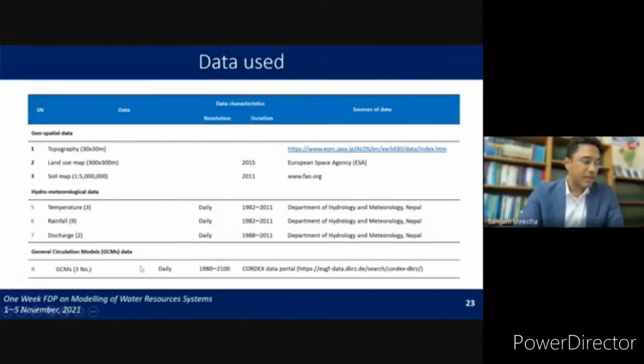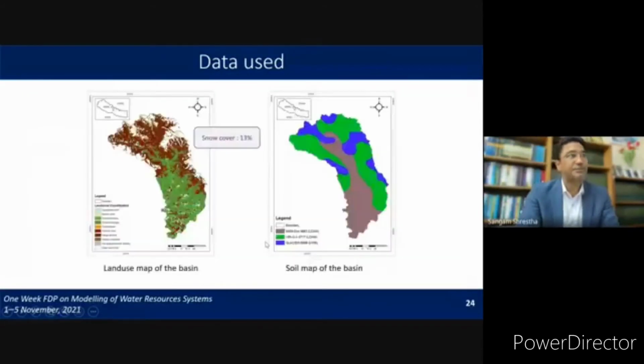And for the future climate data, we have used the data from 3 general circulation models, or global climate models. And these data were obtained from this website of the Cordex project. And these data are also at the daily resolution.